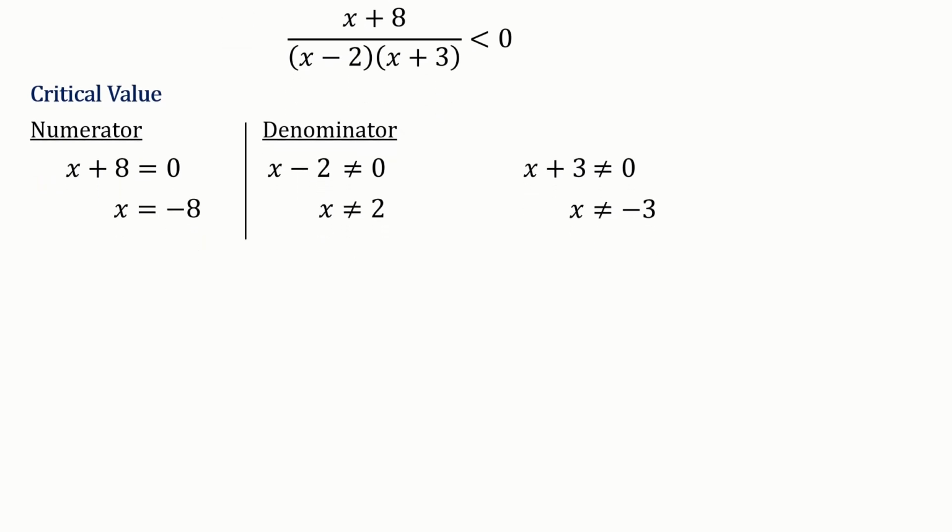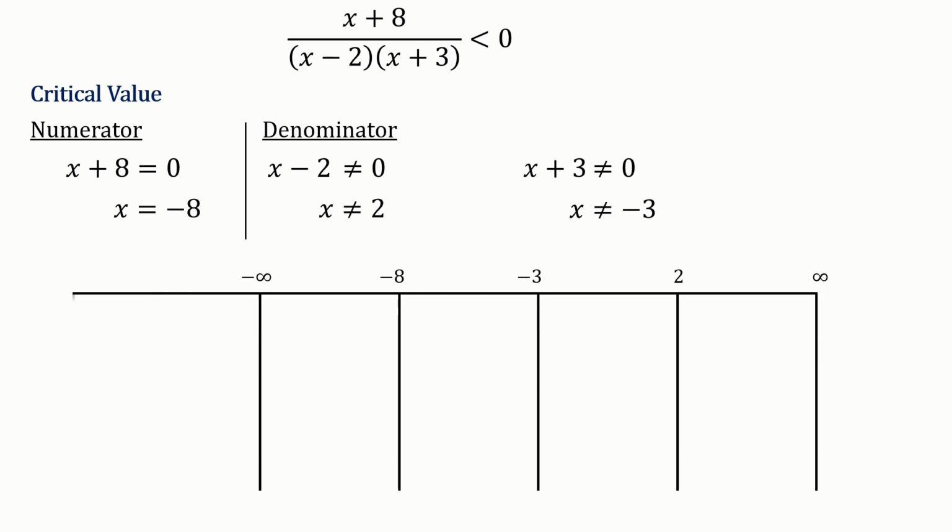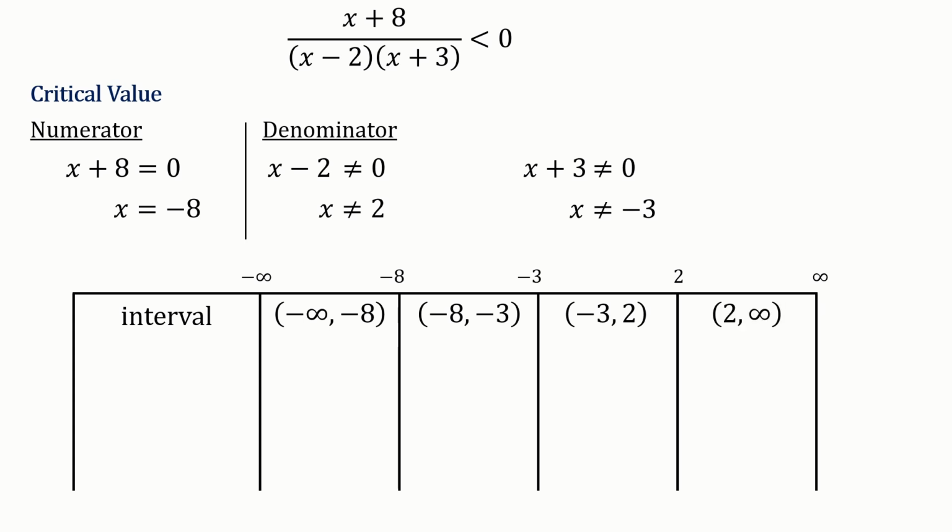Right, so now we're going to form the table. First, we arrange these values in ascending order. Right, so we start from negative 8, the smallest, and then negative 3, and then the greatest is 2. Alright, so we also include negative infinity and infinity. So now we draw the table. For the first row is the interval. Okay, the first interval is from negative infinity to negative 8, and then from negative 8 to negative 3, negative 3 to 2, and from 2 to infinity.